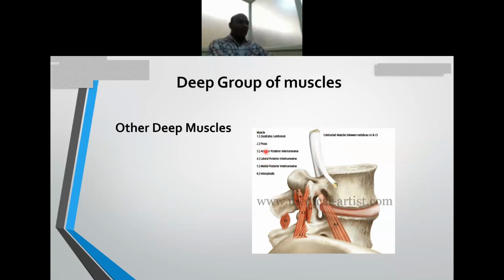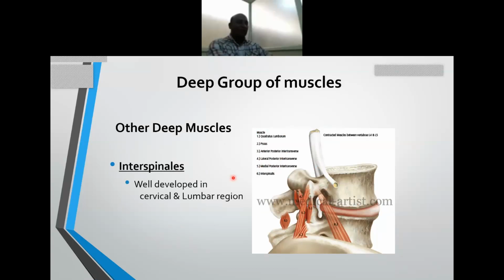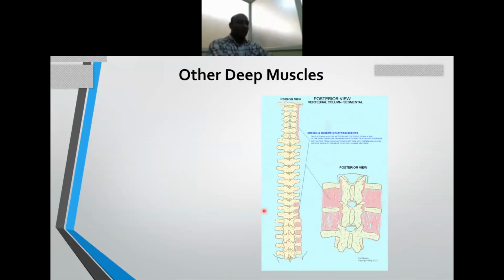Okay, so other deep muscles I mentioned already: interspinalis and the multifidus. Okay, so there are intertransverse muscles and the interspinous muscles, and then there are rotators which go from up to down. There are short rotators and the longer rotators.